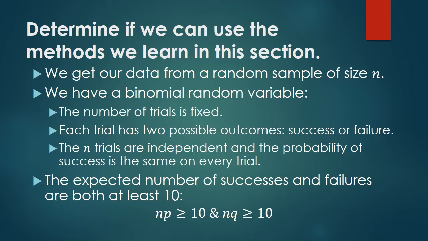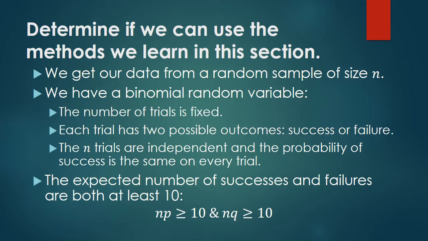All right, so in order to use the calculator function that I'm going to show you in this section, we need to make sure that some conditions are met in our problem. We need to make sure we get our data from a random sample of size n. We need to make sure we have a binomial random variable. The number of trials must be fixed. Each trial has to have two possible outcomes, a success or a failure. And the n trials that we have should be independent, and the probability of success should be the same on every trial. The expected number of successes and failures should both be at least 10.